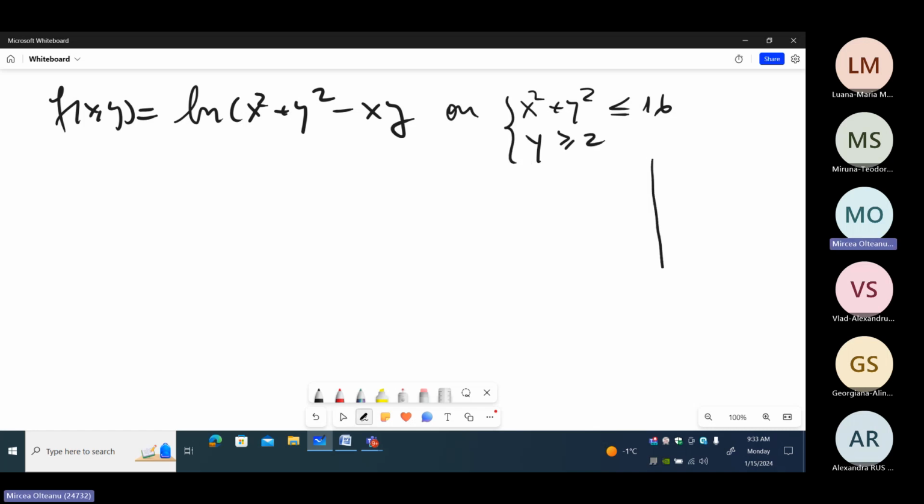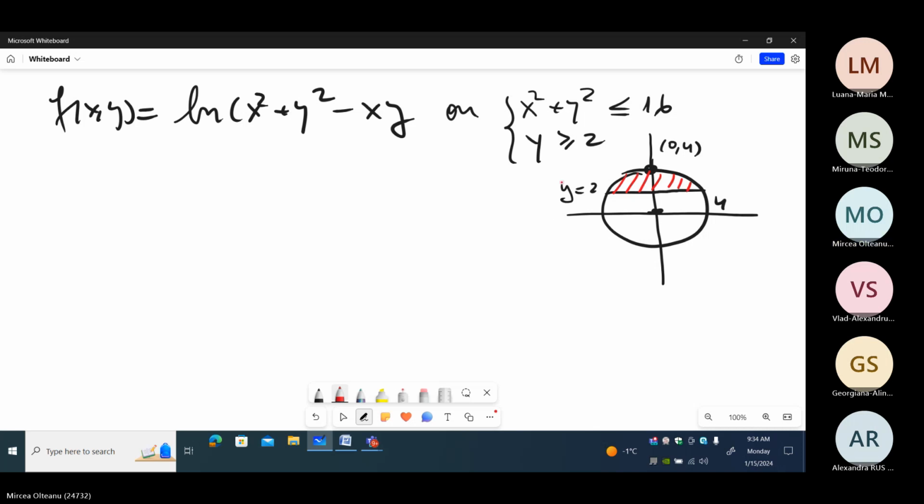What that means is the unit disk, it's a disk of center 0 and radius 4. For example, here we have the point of coordinates 0, 4, and y greater than 2 means this. This is the straight line of equation y equals 2. So the set on which we want to find the extreme values of the function, it's this one. It's closed and bounded.